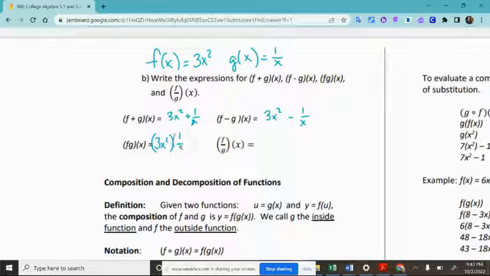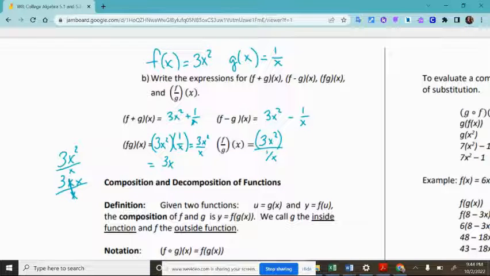F times g. I guess I should simplify that a little bit. That's really 3x squared times 1, which is 3x squared, divided by x. Oh, one of those x's cancels out, right? Because, just as a side note, 3x squared is the same as 3xx. So if we're dividing that by x, one of those x's cancels out. So 3x. And f divided by g is 3x squared divided by 1 over x.